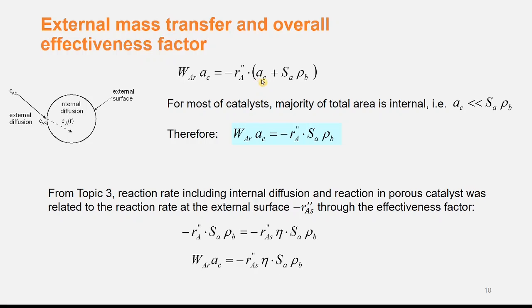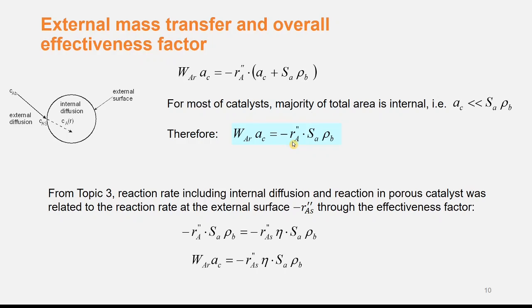Now, looking at the two surface areas, the internal surface area is much larger than the external surface area for most catalysts. Therefore, we can neglect the external area because it is insignificant compared with the internal area. This simplifies our equation that relates the external mass flux, W_AR, to the internal reaction rate. We need to get an expression for negative R_A double prime.